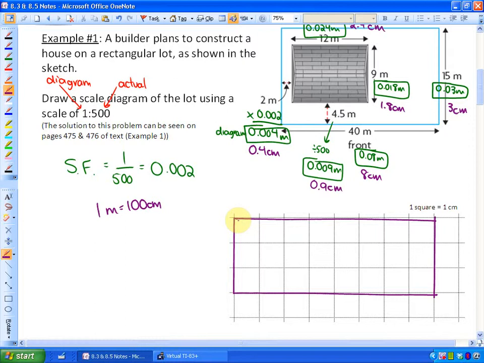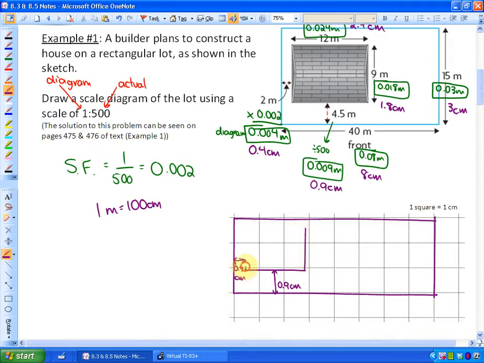Next, we know that this distance here is roughly 0.4 centimeters. We know that this distance here is 0.9 centimeters. And we know that the house itself is 2.4 by 1.8 according to our scale diagram. So 2.4 by 1.8 would look roughly like this. 2.4 goes to here, and 1.8 would go roughly to here.